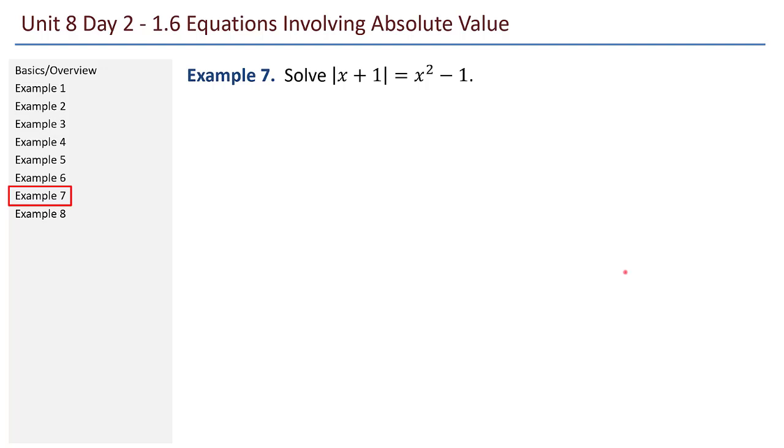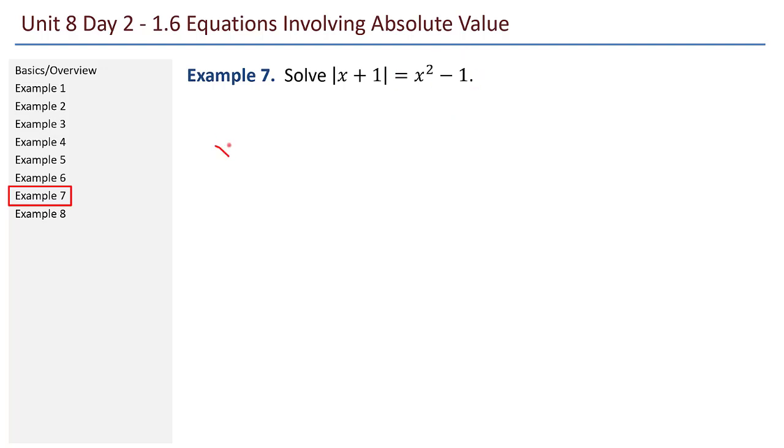Example 7. This one introduces two new things. I have an expression on the right, not just a number, and I also have an x squared, so maybe something quadratic will come out of this. Well, like before, the absolute value is by itself on the left, so I really can drop the absolute value and then take plus or minus the right-hand side.